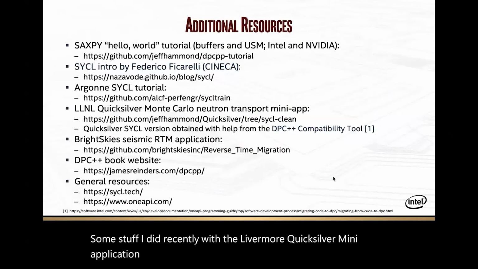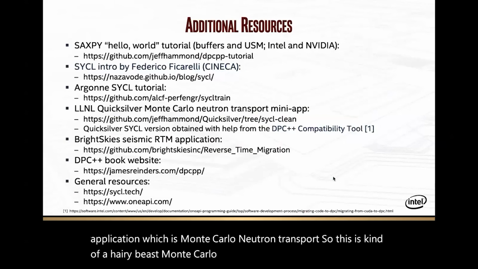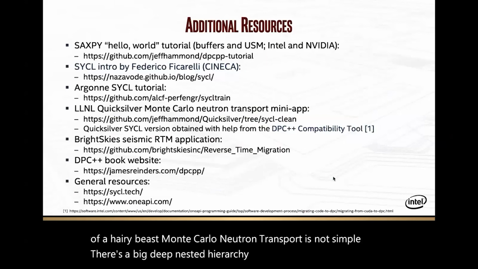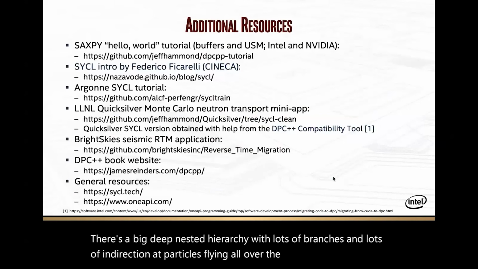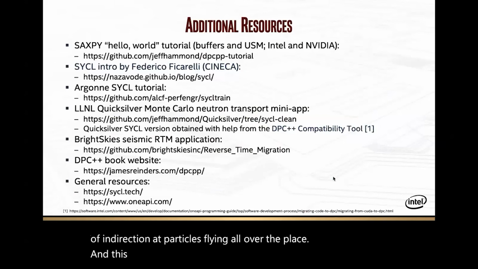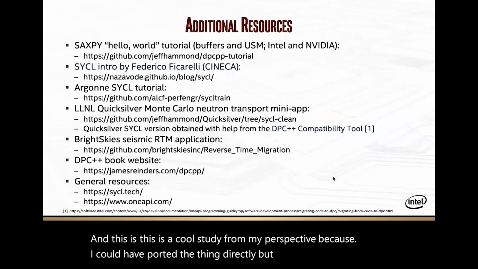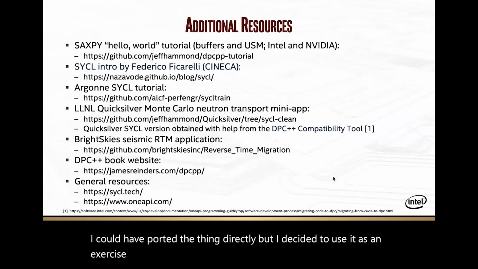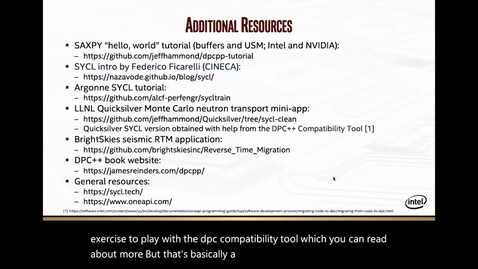So this is kind of a hairy beast. Monte Carlo neutron transport is not simple. There's a big, deep nested hierarchy with lots of branches and lots of indirection and particles flying all over the place. And this is a cool study from my perspective, because I could have ported the thing directly, but I decided to use it as an exercise to play with the DPC++ compatibility tool, which you can read about more, but that's basically a tool that helps you migrate code from CUDA to SYCL.